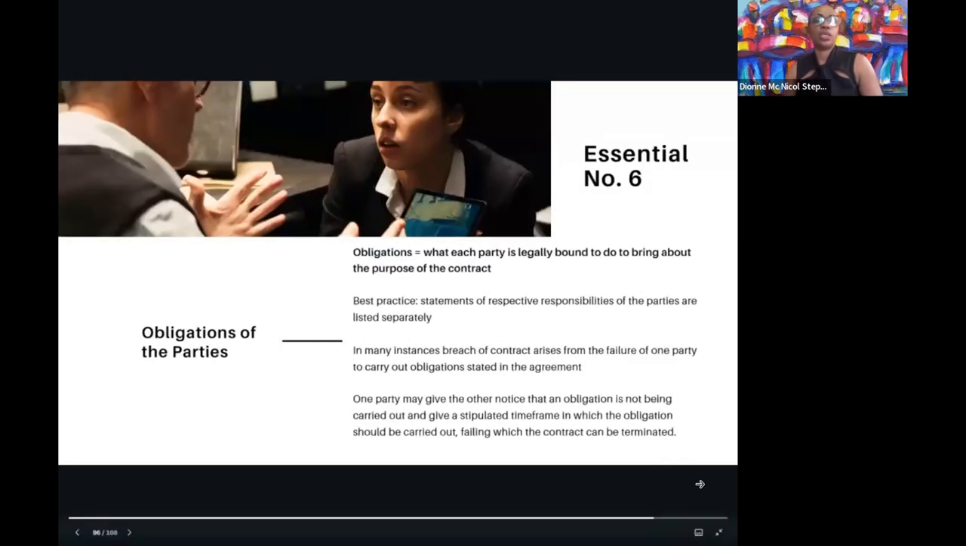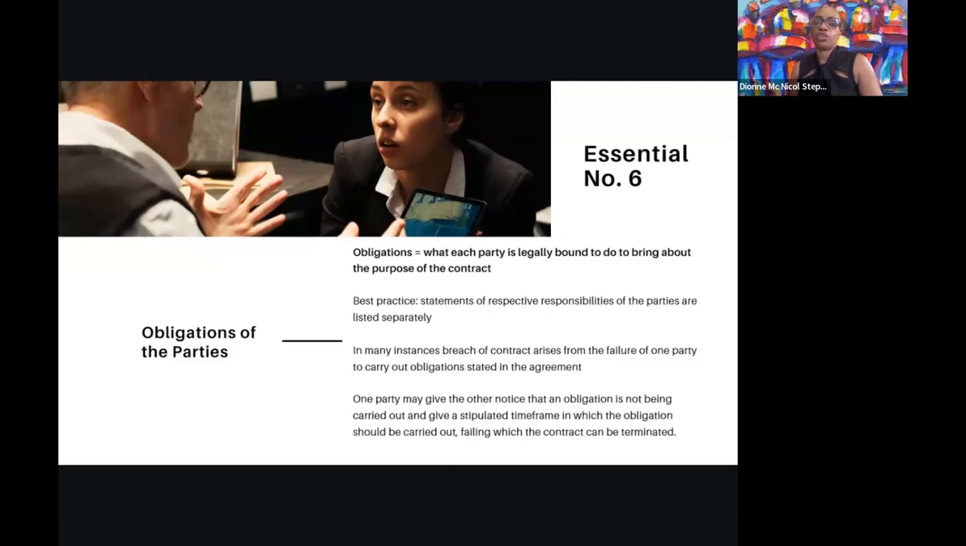Let's go to the next essential, number six. We talk about the obligations of the parties. What is each party legally bound to do to bring about the purpose of the contract? If I'm coming in with Nicholas as a designer for Wanda, what am I contracting to do? I'm contracting to bring accessories. Then my obligation is to bring X number of accessories by Y date. Right? And those must be clearly stated.